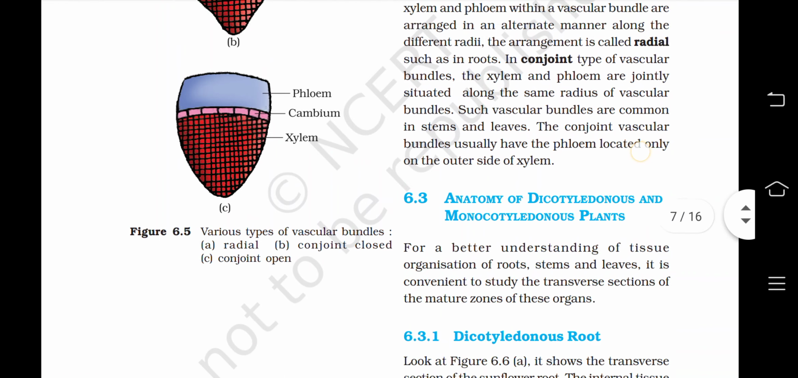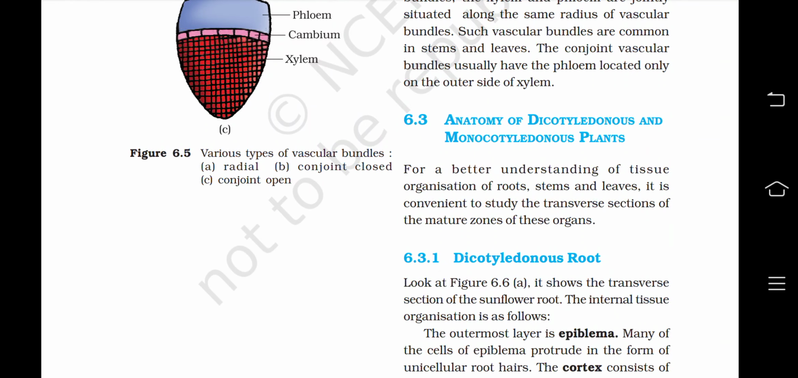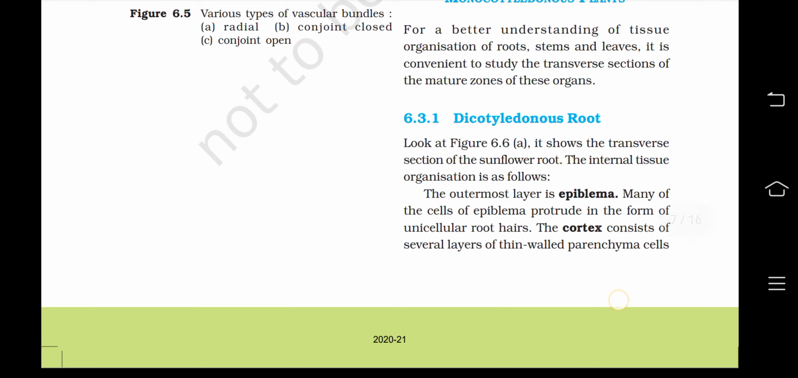Now let's talk about the anatomy of dicotyledonous and monocotyledonous plants. For a better understanding of the tissue organization of roots, stems and leaves, it is convenient to study the transverse section of mature zones of these organs. First we are talking about the dicotyledonous root. Look at figure 6.6a. It shows the transverse section of a sunflower root. The internal tissue organization is as follows.